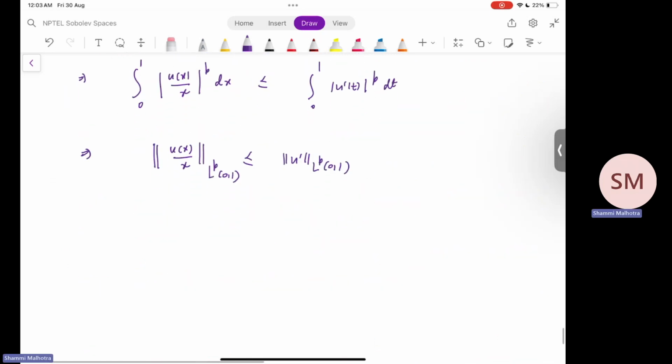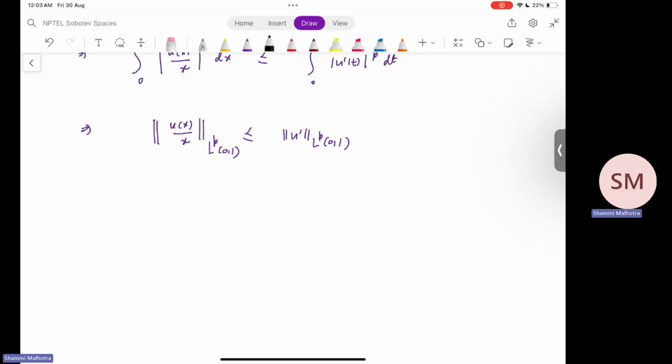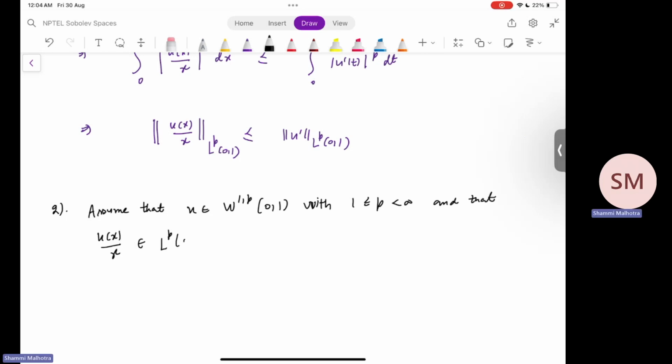One more thing which we can prove from this is the second thing. Assume that u belongs to the Sobolev space W^{1,p} with 1 less than p less than infinity, and that u(x) divided by x belongs to L^p(0,1). Show that u(0) is equal to 0.